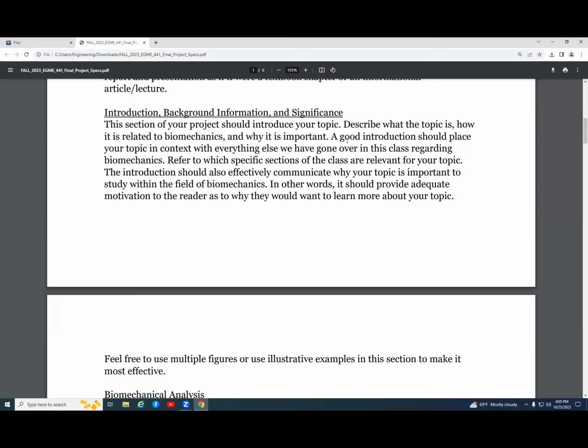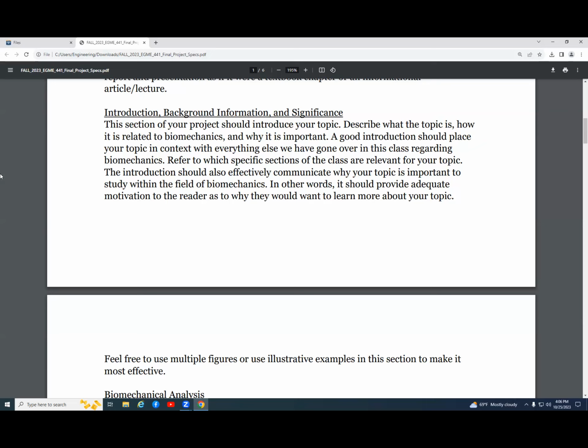A good introduction should take your topic and place it within the context of everything else that we're doing in the class. This is something I really want to stress: this is not its own thing. I want you to take everything that we've learned in the class and synthesize that together with your topic. Whenever you can, draw parallels or connections between what you're studying and the topics and lessons we've learned in the class, the calculations, the analysis, the concepts. To make it more clear, you can refer to the specific sections of the course that relate to your topic.